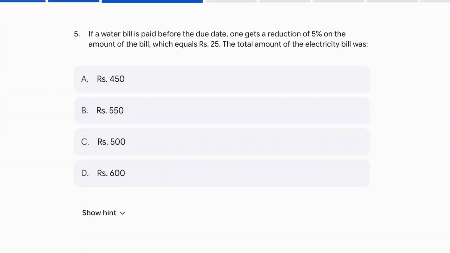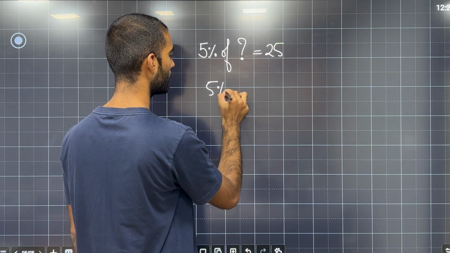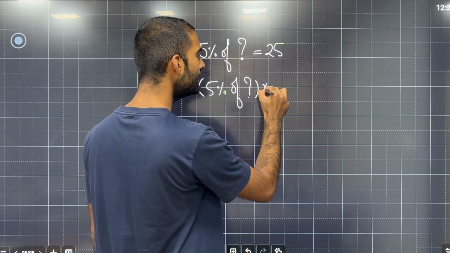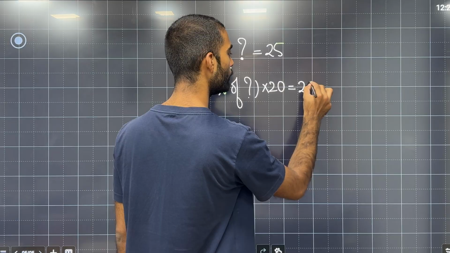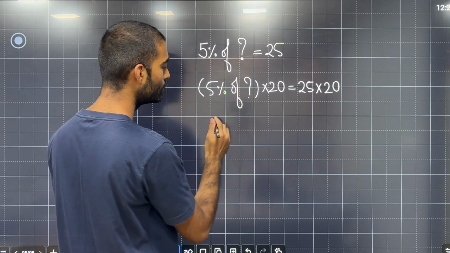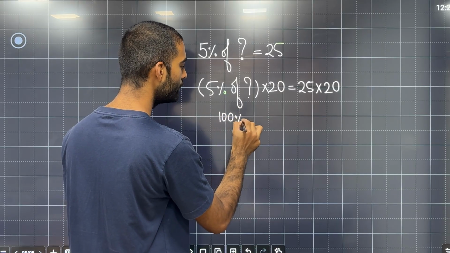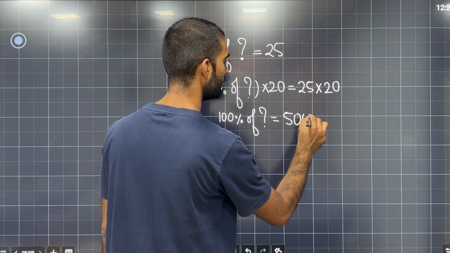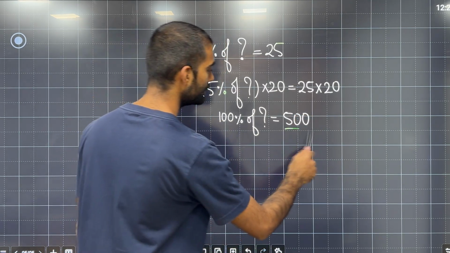If a water bill is paid before the due date, one gets a reduction of 5% on the amount of the bill, which equals 25. The total amount of the electricity bill was? Now 5% of something is equal to 25. Now if I take this 20 times, then it will be equal to 25 times 20. Now why am I taking this 20 times? Because 5 times 20 is 100%. So 100% of that thing would be 500. And this is your answer.